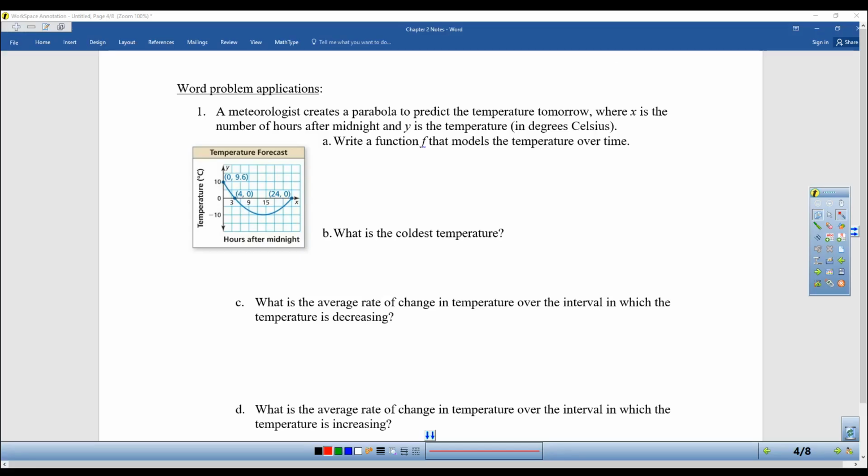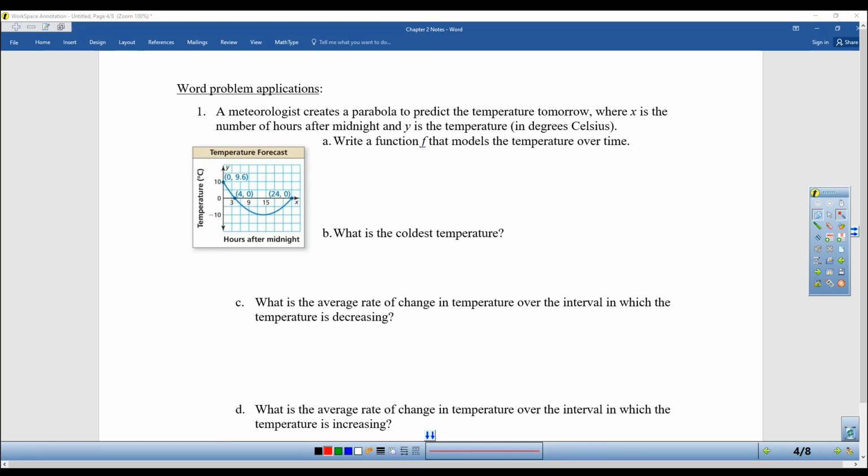Moving on to questions for word problem applications. Number 1 says a meteorologist creates a parabola to predict the temperature tomorrow, where X is the number of hours after midnight and Y is the temperature in degrees Celsius. So if midnight is right here, so this is 3 hours after midnight, 9 hours after midnight, 15 hours after midnight, and then all the way until 24 hours after midnight. Write a function that models the temperature over time.